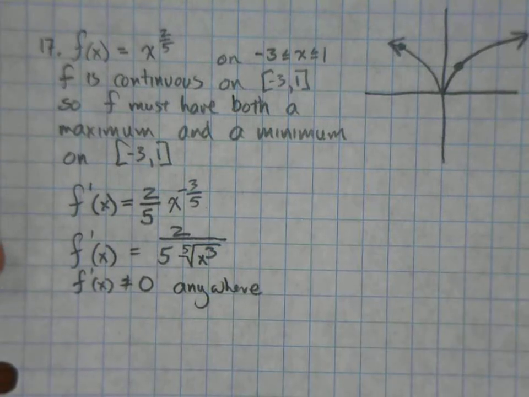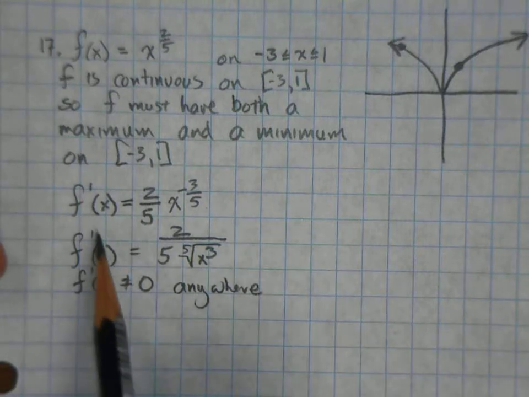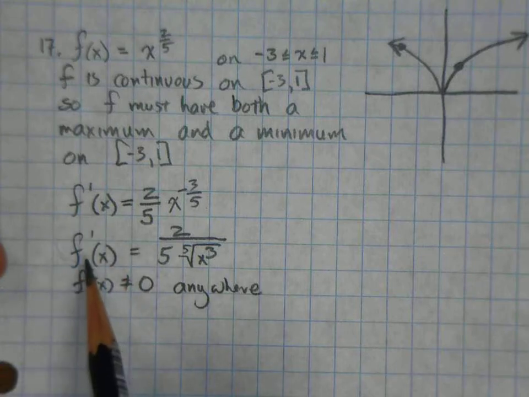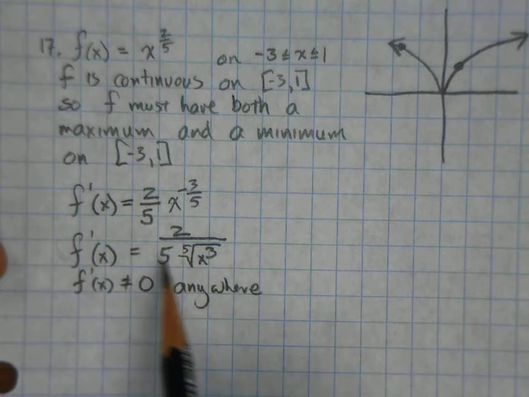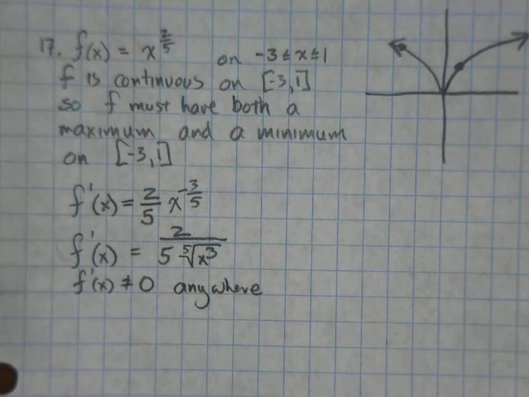We want to look for where our first derivative f prime is equal to 0. If I put a 0 in here for f prime, I'd have 0 equals 2 over all this junk. When I try to do algebra and multiply both sides of my equation by 5 times the 5th root of x cubed, I get 0 equals 2. So it must not be possible for f prime to be equal to 0.